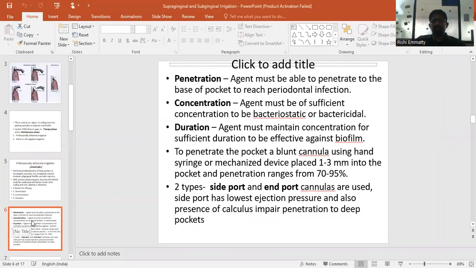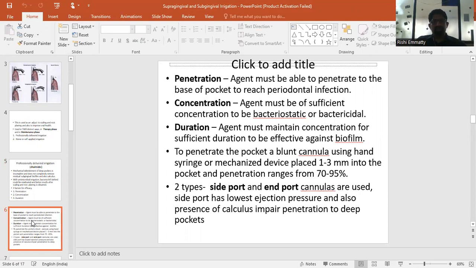And what do you mean by penetration? The agent must be able to penetrate to the base of the pocket to reach the periodontal infection or to disrupt the biofilm. The concentration of the agent must be sufficient, so that it is either bacteriostatic or bactericidal. Third is the duration.